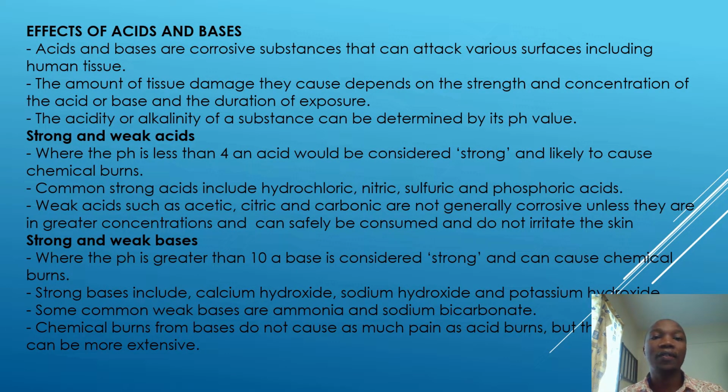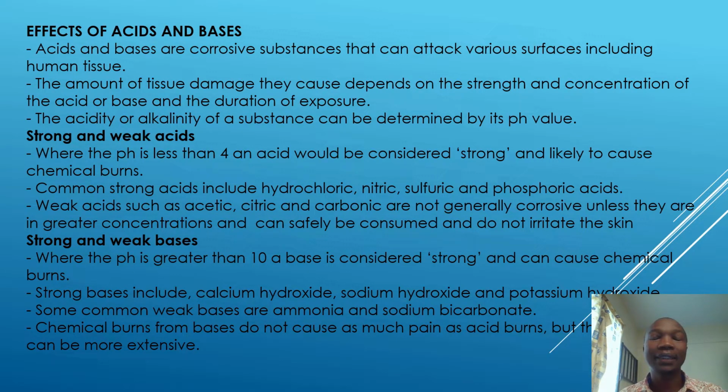We have the effects of acids and bases. We are saying that acids and bases are corrosive substances that can attack various surfaces including human tissue. The amount of tissue damage they cause depends on the strength and concentration of the acid or base and the duration of exposure. The acidity or alkalinity of a substance can be determined by its pH value.